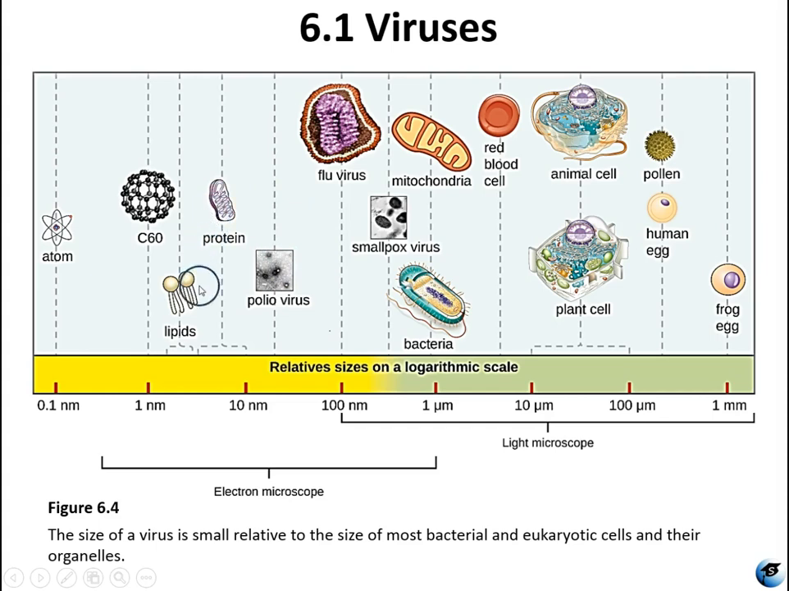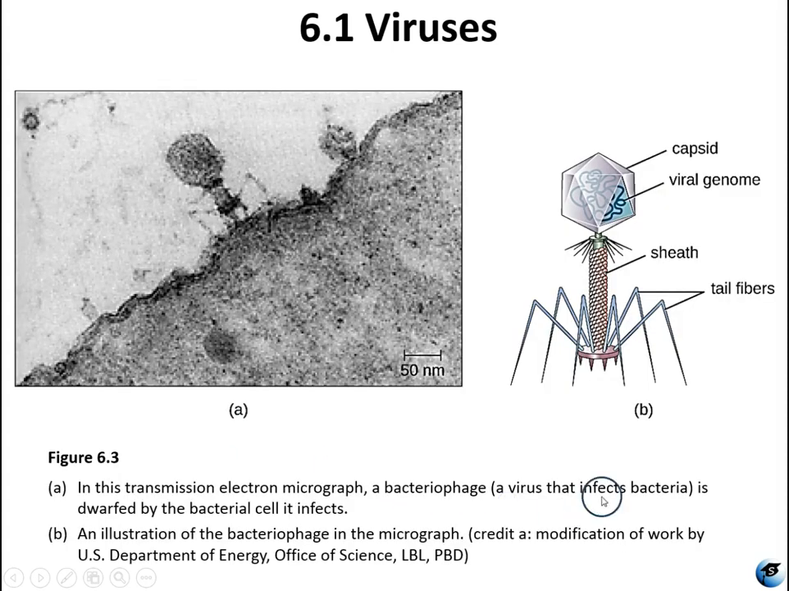Very small. So this is figure 6.3, which is further illustrating just how small. This is an electron micrograph of a virus. It shows how small a virus is compared to a bacterial cell. This is a virus that is in the process of attaching to and infecting a bacterial cell, and that is known as a bacteriophage when a virus infects a bacterial cell. And just look how tiny it is compared to the bacterial cell.